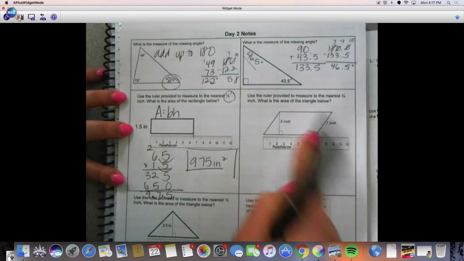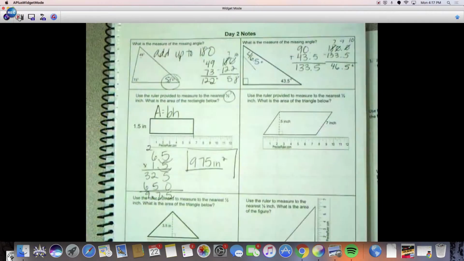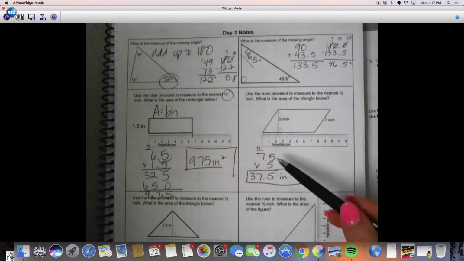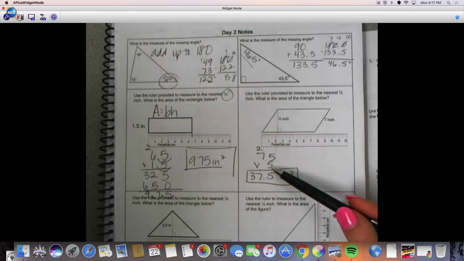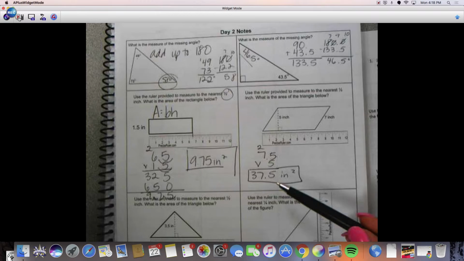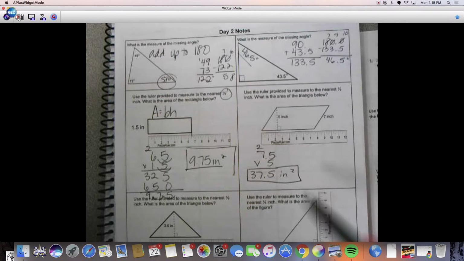Go ahead and try this next one on your own. All right, as you can see, when we multiplied 7.5 times 5, remember when you multiply decimals, you don't have to line them up. I got 37.5 inches squared.